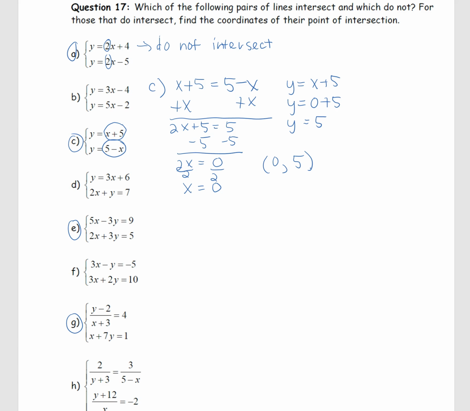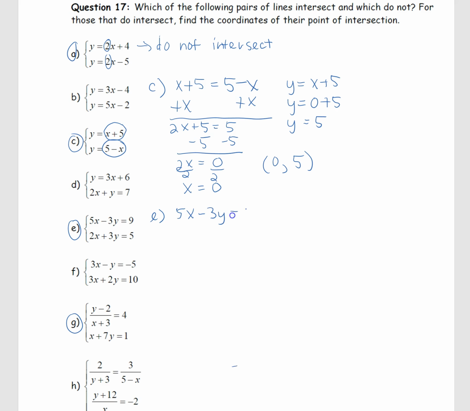All right, so moving on to part E. In this question, what we can do is actually get rid of one of our variables by adding our two equations. So I'm going to rewrite this here.